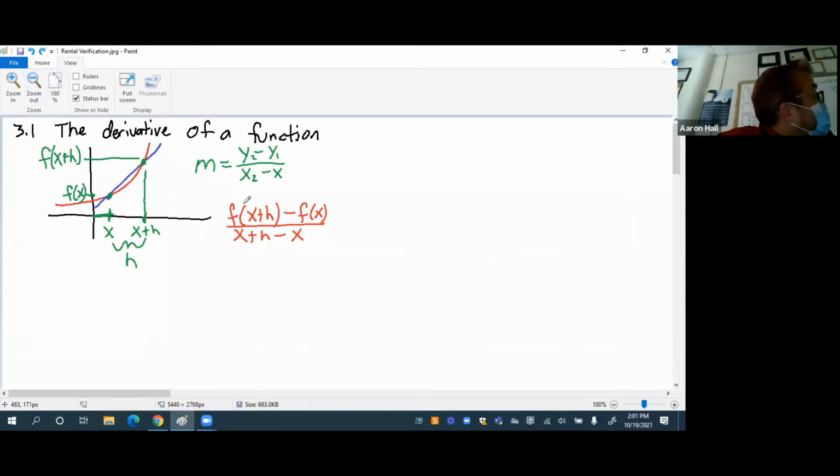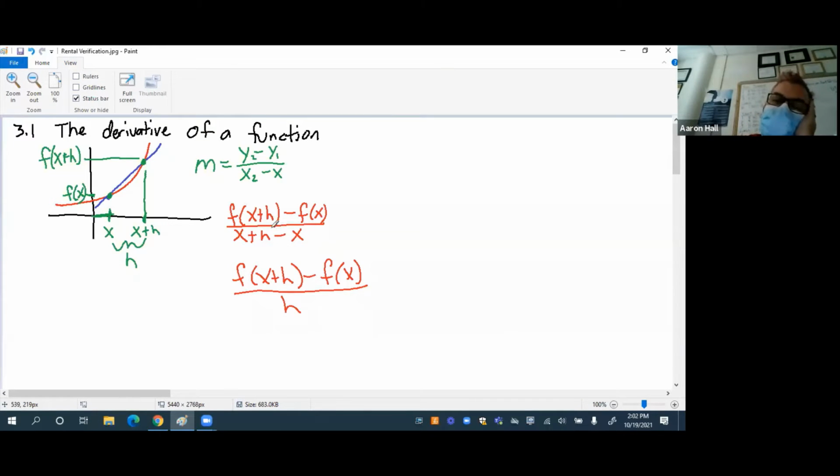Is that too far back? Can you guys see that? Drew, you're good back there? Go. So that gives us f of x plus h minus f of x over h.